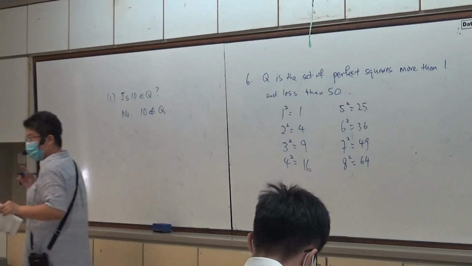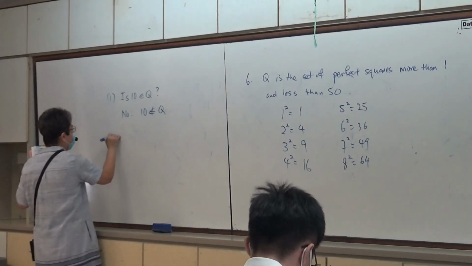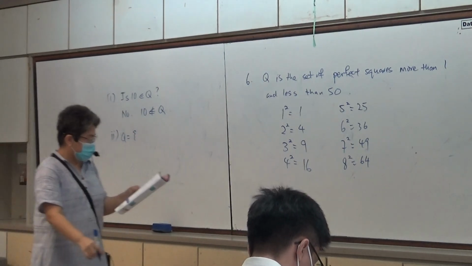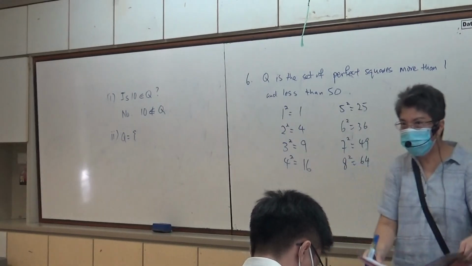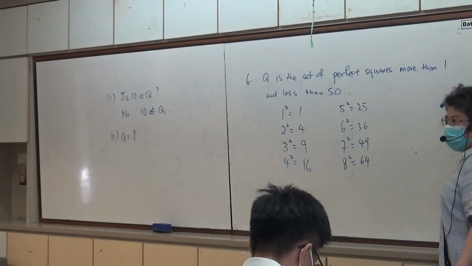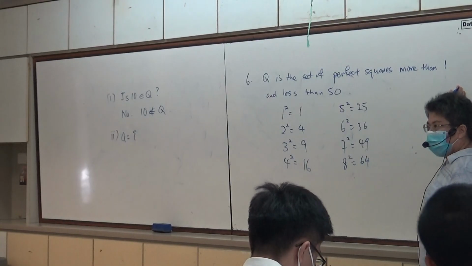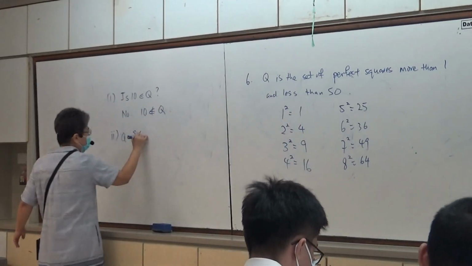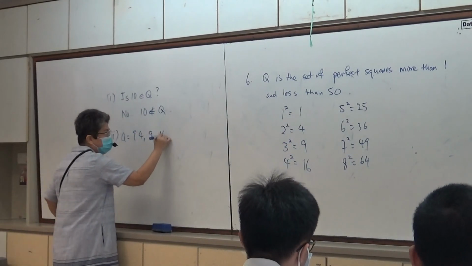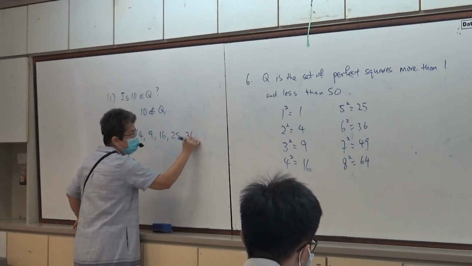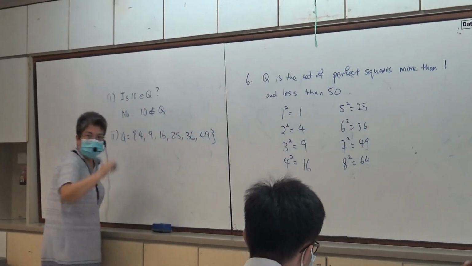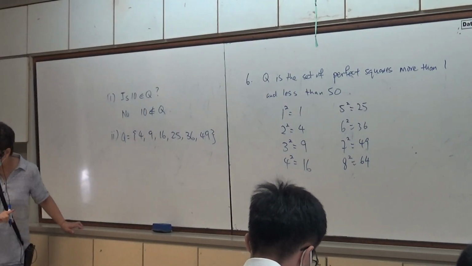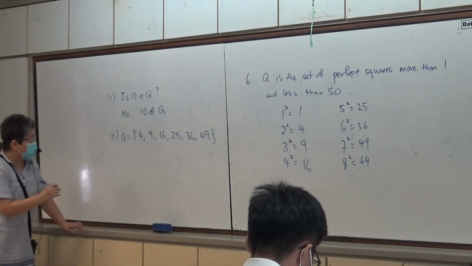Okay. Part 2. They want us to list Q in set notation. Now read the definition again. It must be more than what? More than 1 and less than 50. So I cannot have 1, right? I start from what? You start with 4. Then 9, 16, 25, 36, and then just 49, right? 64 is out of the range. Can you see what I'm talking about? That's what I want you all to write down. Then you know what you're doing. Okay? Part 3.